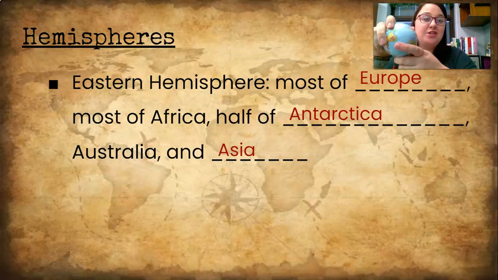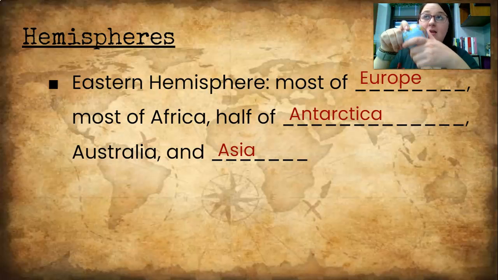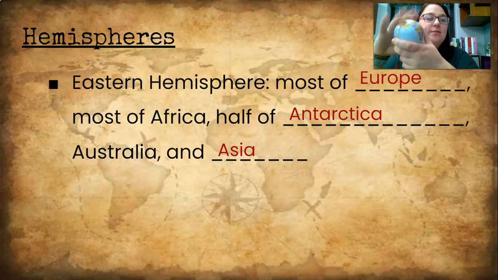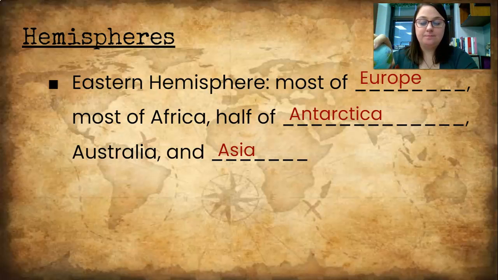And Asia is in the eastern hemisphere. That's why we're going to study Asian countries here in 6th grade social studies. We're going to look at China. We're going to look at Egypt. We're going to look at Mesopotamia. We're going to look at India. So we're going to look at some of those countries that are in the eastern hemisphere.